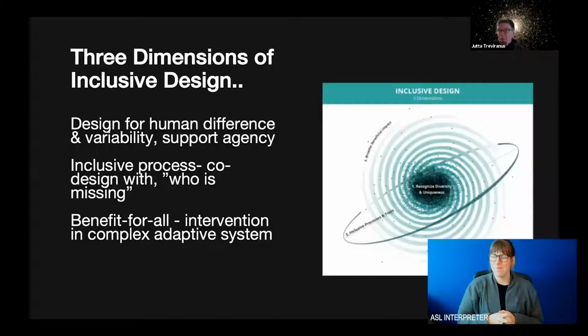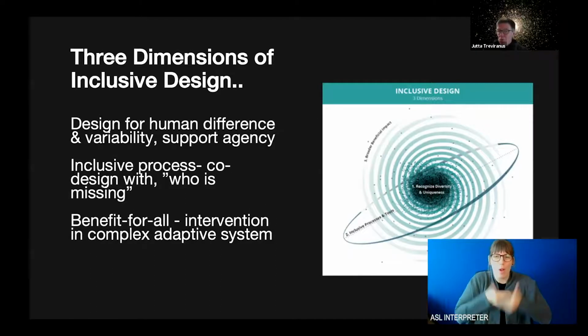So what is the alternative? This is where inclusive design comes in. At the IDRC and with the community that is part of it, we've tried to frame it as a flexible, adaptive, co-designed framework in three dimensions. The first is to design for human difference and variability and support the agency of those individuals that are different.